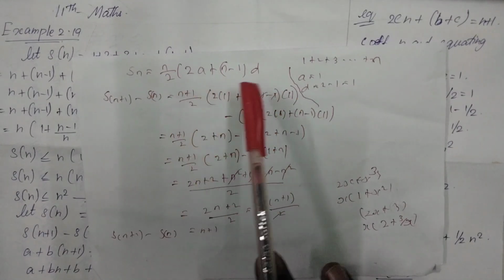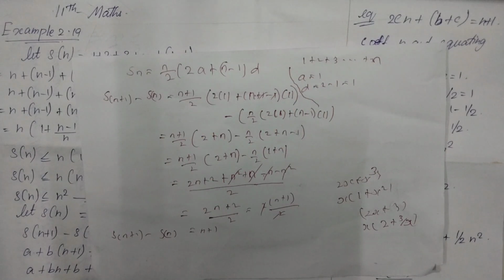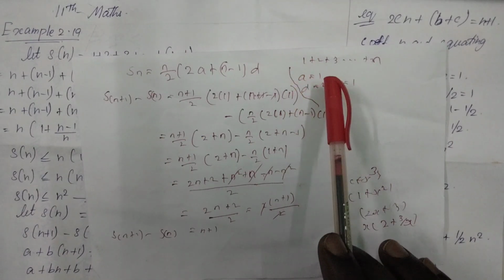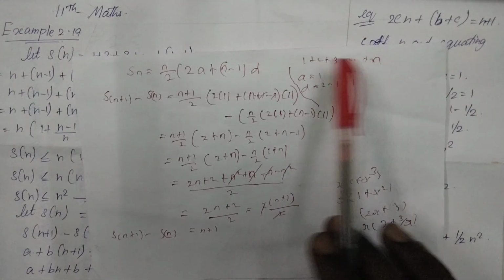So how do we get the a and d values? In the question, they have given only the sum of natural numbers. So the first term is a, so a equals 1. The last term is up to n.